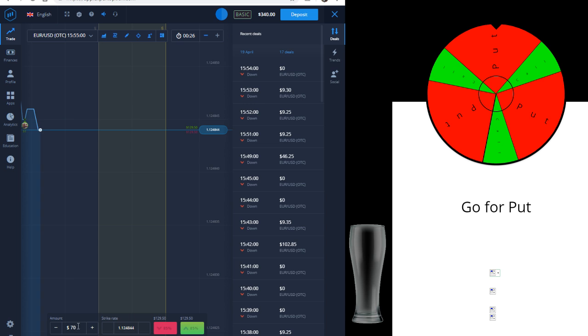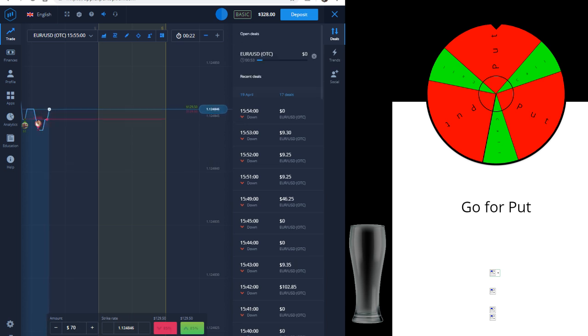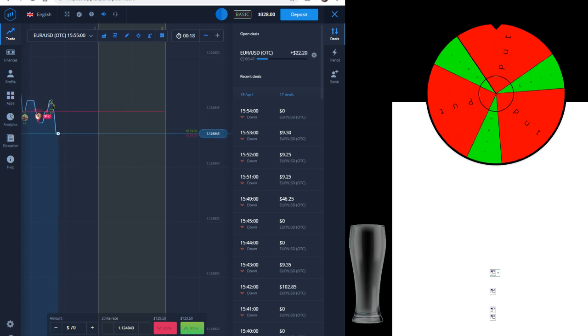Okay, so now I have to double up and make that 12. I will stay with the downward direction. Spin the wheel.